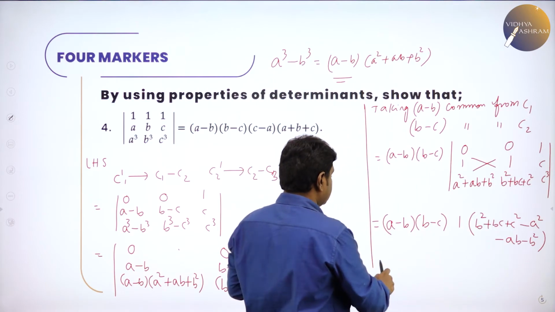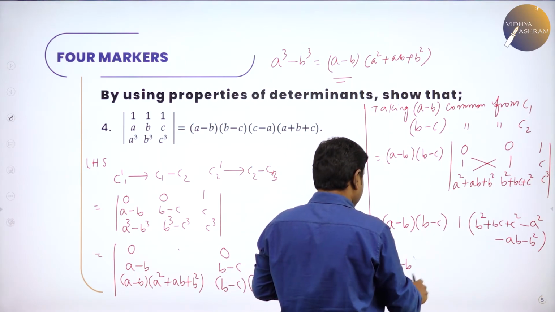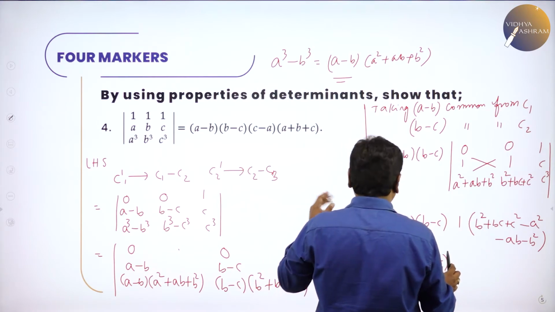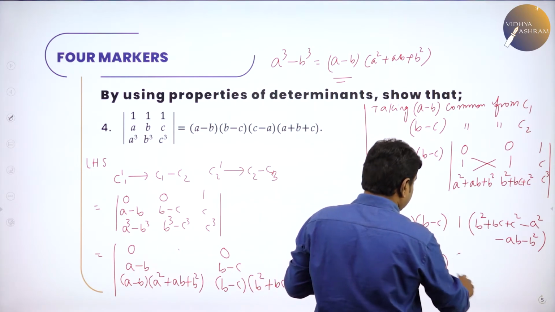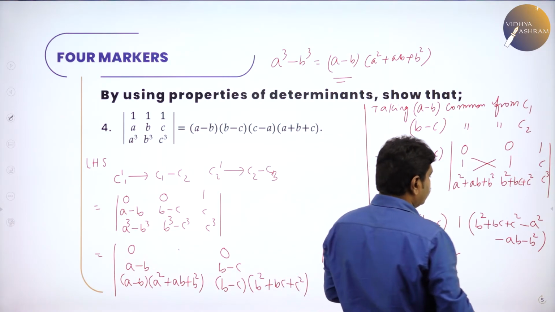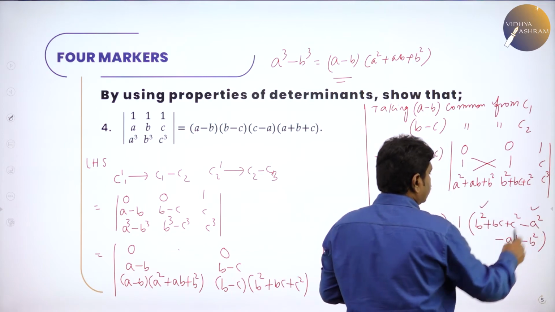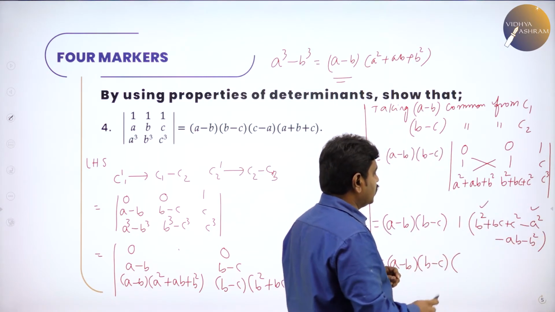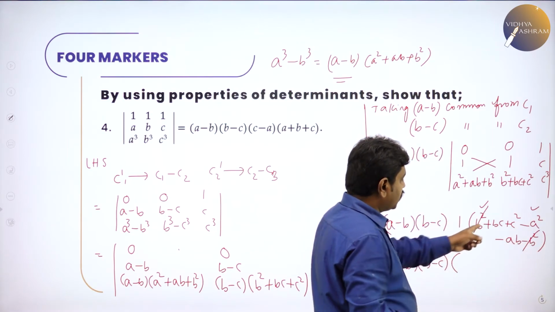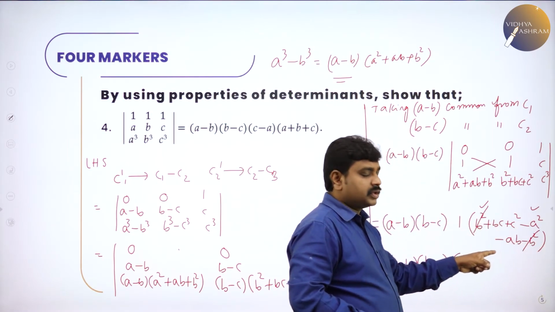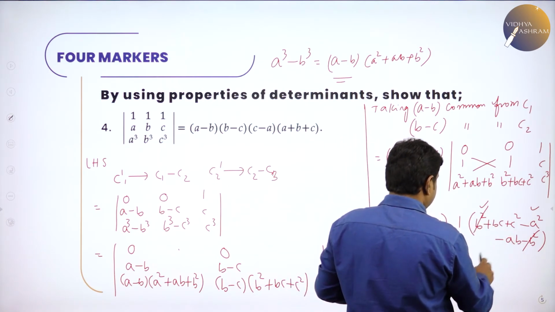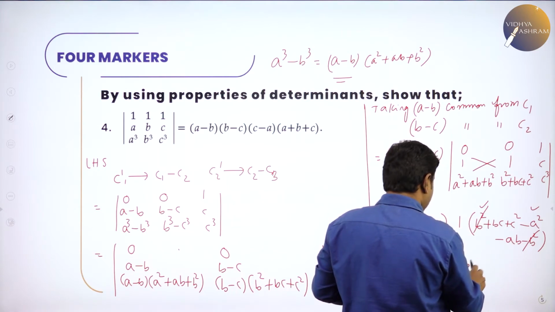Further simplify this: A minus B, B minus C, into, further we can rewrite it, we want C minus A. Remember we need C minus A, so we have to simplify this. So you can see B square and A square, B square minus A square. So here I can cancel B square and minus B square. So here we have BC and minus AB. In these two I can take out B common.